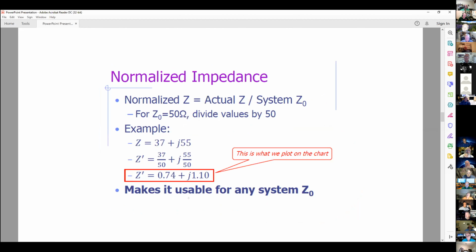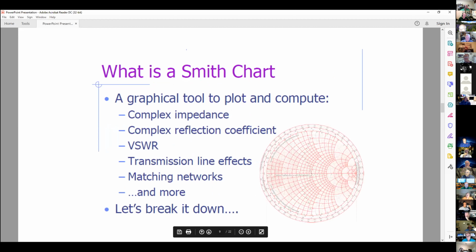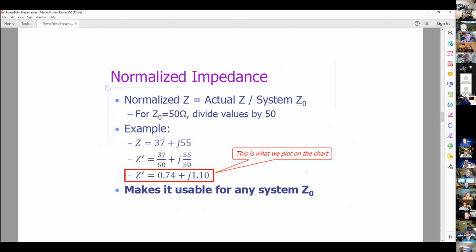Another thing about the way the physical chart works is that everything is a normalized value. In other words, the very center of the chart, right here, has the value of 1. So in order to do that, you take the actual impedance that you're going to work with and you divide it by your system impedance. The system impedance for us is typically 50 ohms. So this is an example. If you have an impedance that's 37 plus J55, to normalize it, to make it what's called in the Smith chart world Z prime, you divide 37 by 50 and you divide 55 by 50.